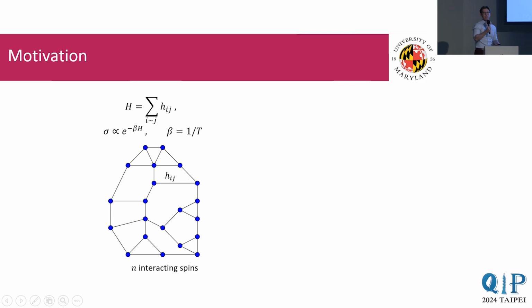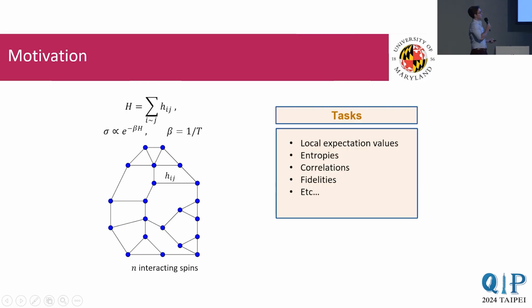And there are a bunch of things that we might want to learn about this Gibbs state. In particular, what are its local expectation values, its entropies, its correlation functions, fidelities, etc. These are tasks that you see in condensed matter physics, but also in things like machine learning for Gibbs sampling. So this is a task that we're interested in. And the question is, how hard is it, or can we efficiently compute these?